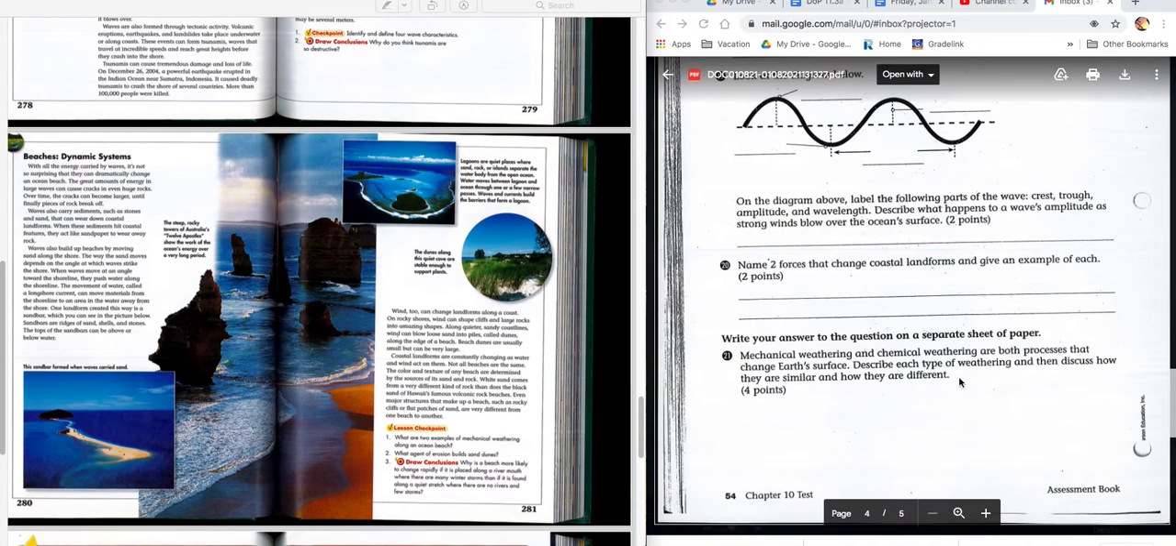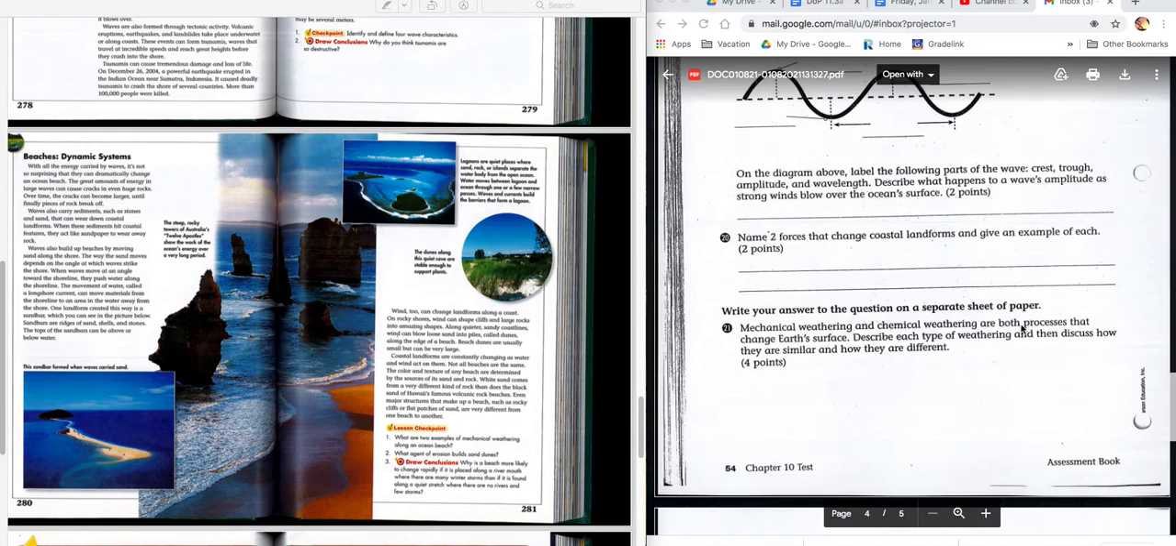Number 21, mechanical weathering and chemical weathering are both processes that change the surface. Describe each type of weathering and then discuss how they are similar and how they are different. If I was doing this, I'd draw a Venn diagram right here. In the middle, I'd describe what weathering is because both of those things weather. And then on the one side, tell me what mechanical weathering is, and then tell me what chemical weathering is. So you make that Venn diagram and you have 1 point in each one. Your definition of mechanical weathering, your definition of chemical weathering, and then your definition of just what weathering is, so that I can get the difference between those two and then how they're similar. So nothing too fancy there. Don't think you need to list more than 1 point for each.